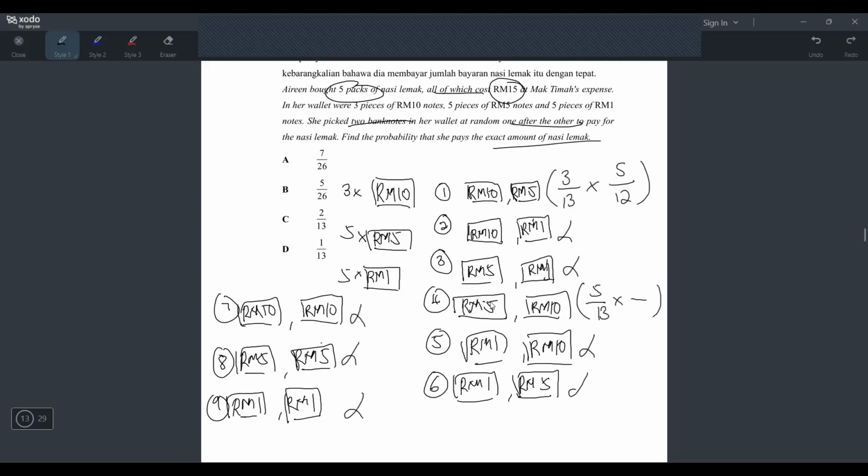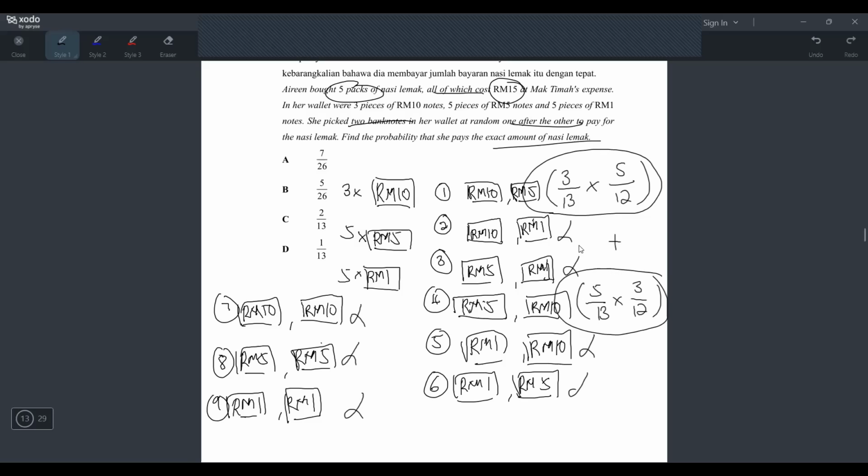So if you want to get the next note 10 ringgit, you have to take the number of 10 ringgit notes, divide by total. The number of 10 ringgit is still 3. Okay, in the wallet there's still 3, but the total becomes 12 already, because I already took out one note, so I have to minus 1 from my total. So now I'll take this answer plus this answer, and then I'll get the answer.